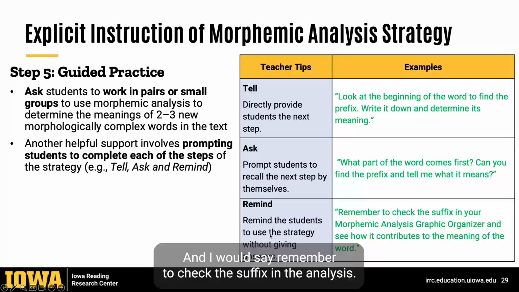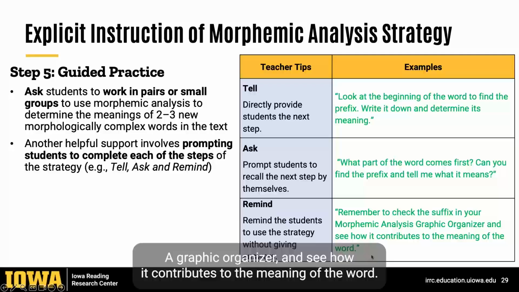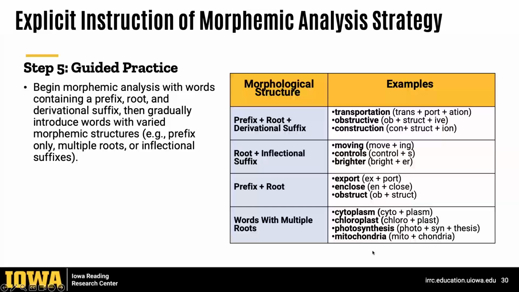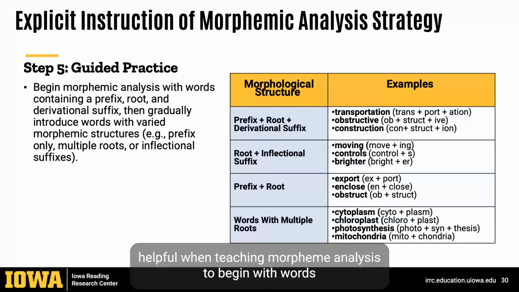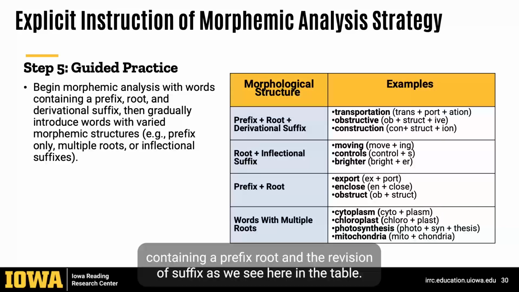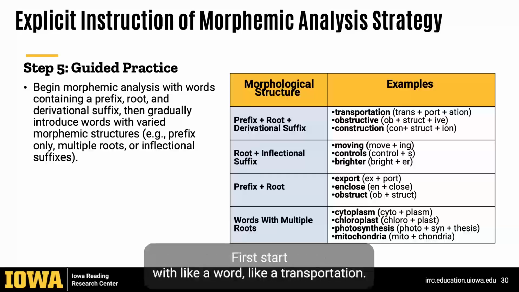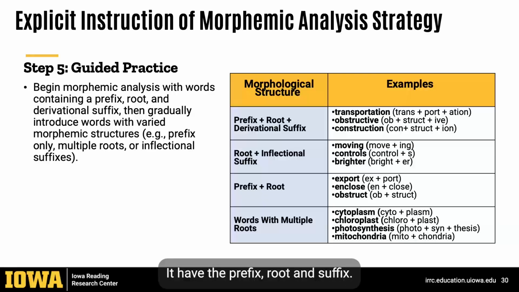And I would say, remember to check the suffix in the morphemic analysis graphic organizer and see how it contributes to the meaning of the word. It is helpful when teaching morphemic analysis to begin with words containing a prefix, root, and derivational suffix. As we see here in the table, first start with a word like transportation. It has the 3 components: the prefix, root, and suffix.